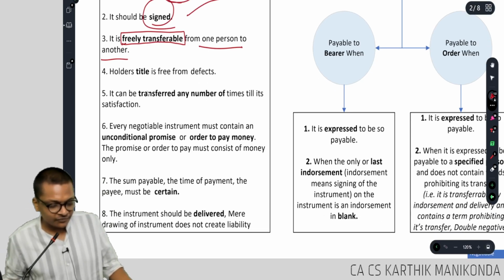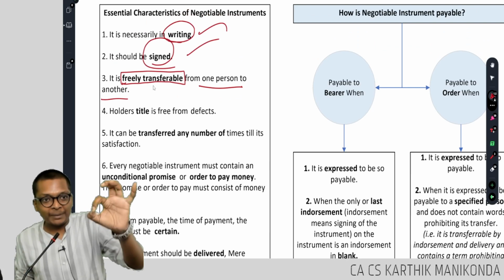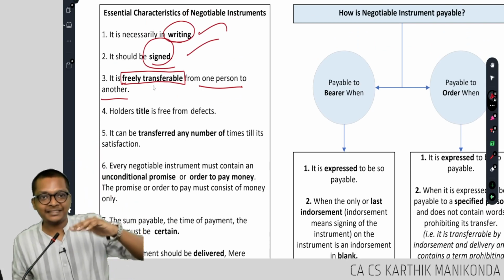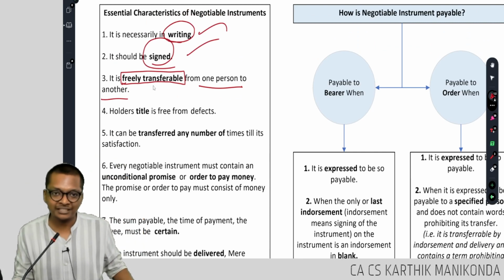What do you mean by this? Freely transferable by one person to another person. If I give you a blank check, you can give it to somebody else. He can give it to somebody else. You can give it to 100 other people. It is freely transferable. Are you understanding?